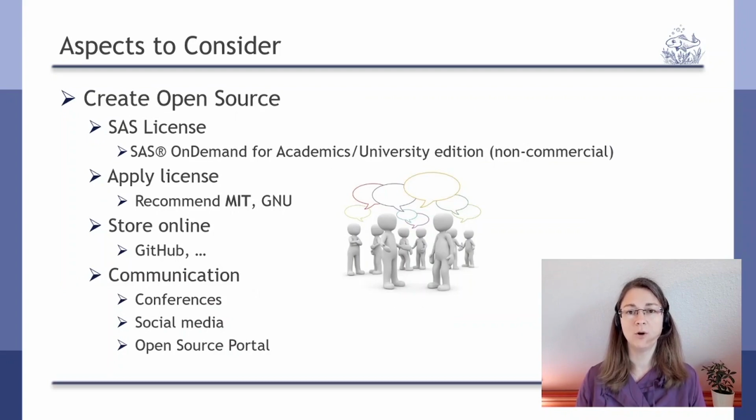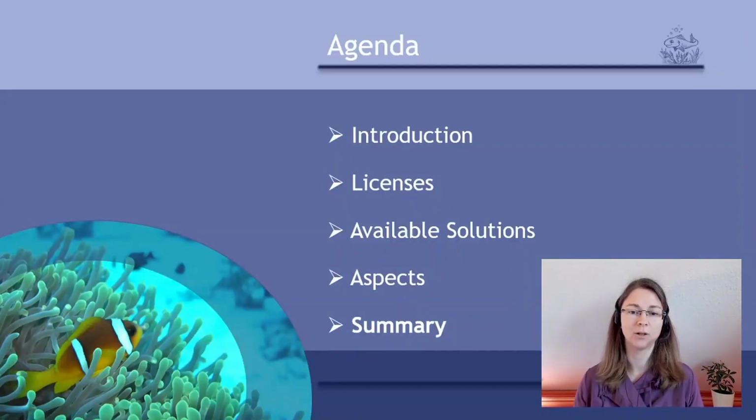If you would like to create open source, that's straightforward and quite easy. For a SAS license, you could use, for example, the SAS OnDemand for Academics or the University Edition, because open source is really likely the non-commercial license. So if you're non-commercial, you could use these things. Apply the license. Here I would strongly recommend using the MIT, which is the most flexible one. Store it online, like on GitHub, GitLab, SourceForge, and do communication in social media, at conferences, and also in the open source portal.